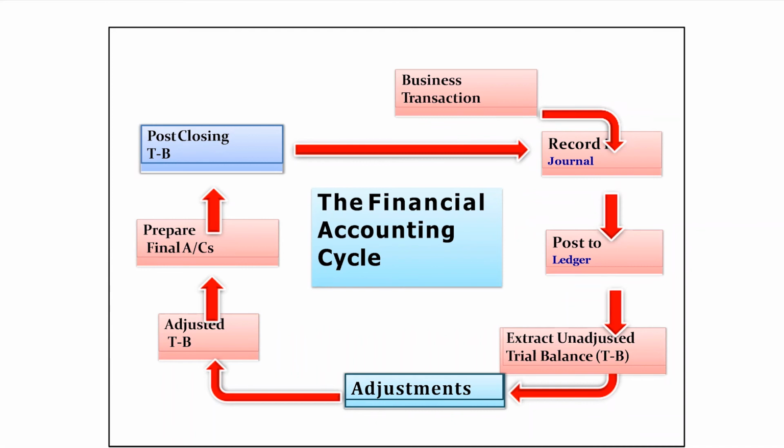It's unadjusted because though you might be finished, you might have made some errors and mistakes. So after you've done your unadjusted trial balance, you will go over and see if there's any adjustments to be made. And if there's any adjustments to be made, you'll start over with analyzing and recording it in the journal, posting it in the ledger. And from those adjustments, you now have your adjusted trial balance.